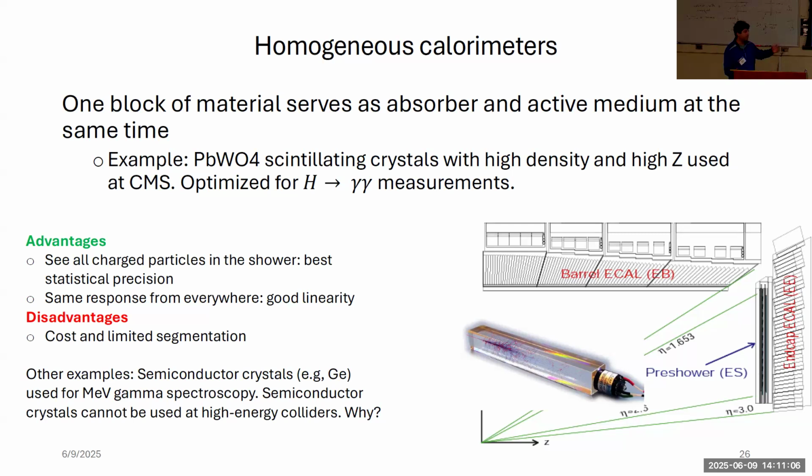So they don't sample the shower, they actually see everything. And then they have the same response basically everywhere. But the disadvantages are they tend to be quite costly if you have to instrument a large volume, and they have limited segmentation.